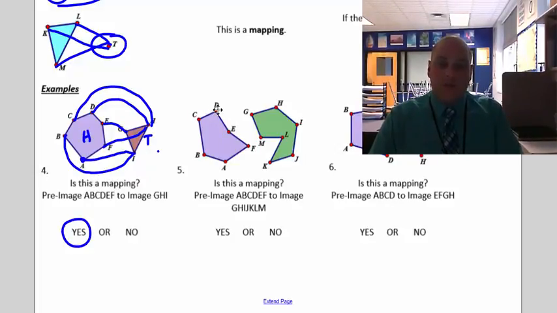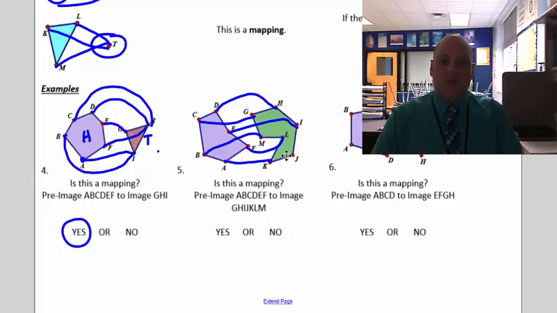Let's try this one. D can go to H. C can go to G. E can go to I. B can go to M. F can go to L. And A can go to K. But what about J? Where did J come from? Well, maybe A also goes to J. That's not possible. How can A go to K and also go to J?